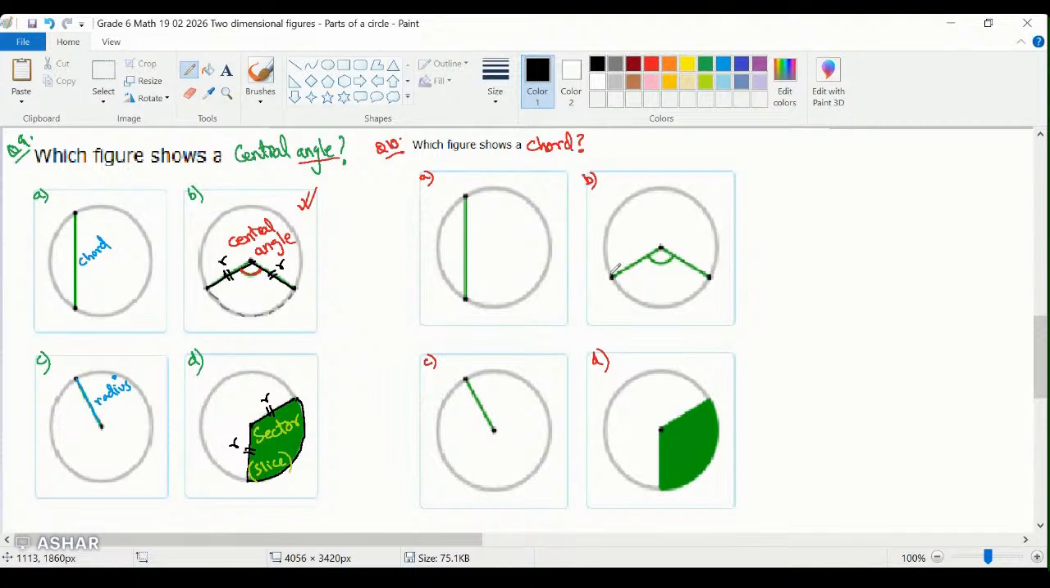We know that whenever an angle is marked between two radii, that would always be the central angle, as we did in question number 9, right? This would be a sector, a slice. From the center to the circumference should be the radius. Then a chord should be a line that is touching the circle internally at two distinct points.